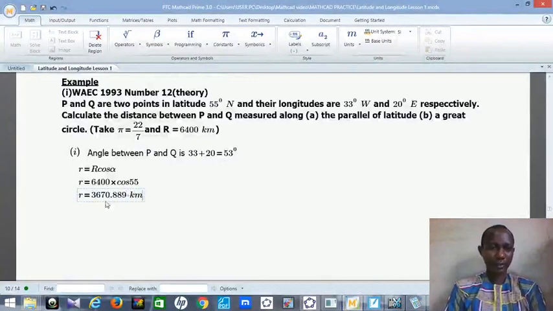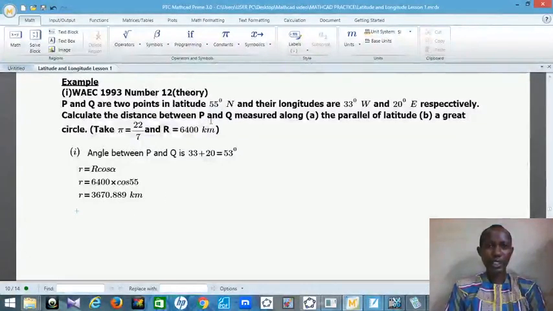3,670.889 kilometers. Okay, so this is the radius. Now that the radius is known, what do we do to continue? We get the distance between PQ along the parallel of latitude. Take note, that is why we need the small letter r. But on a great circle, you will use capital letter R.